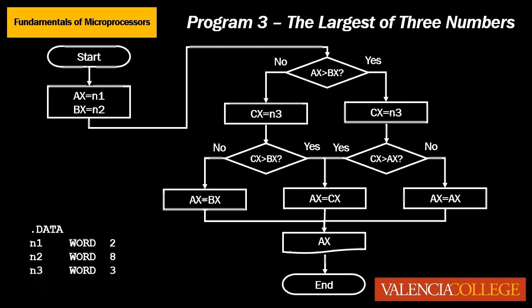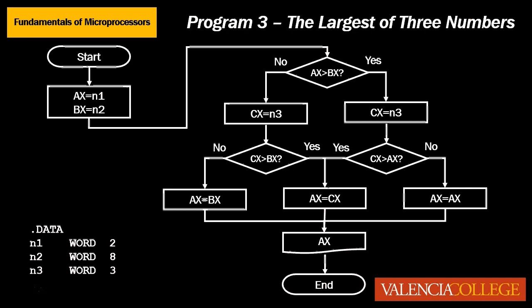If AX is less than or equal to CX, then you will follow the left branch and set AX equal to CX. Back to the first branch. If AX was not greater than BX, you follow the left branch and set CX equal to the number of widgets for the 3rd assembly line, then compare CX to BX.